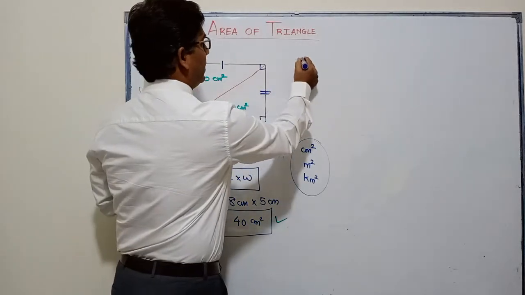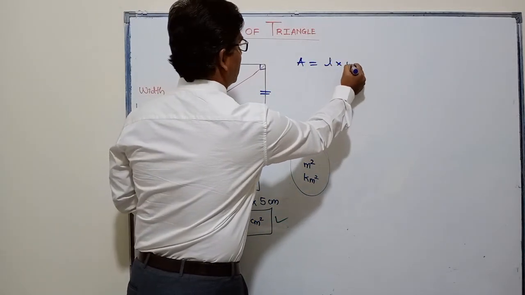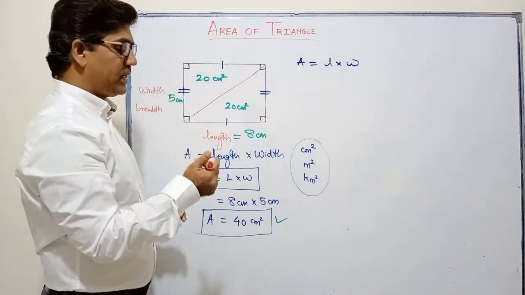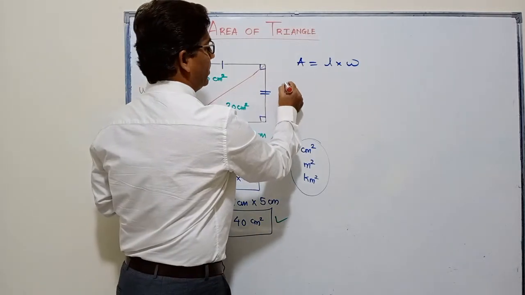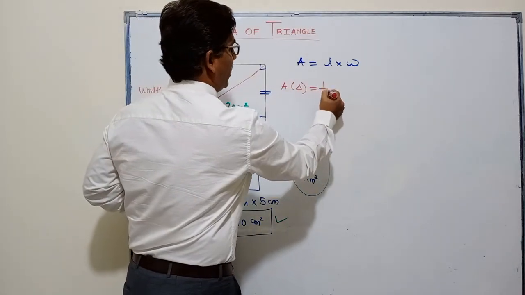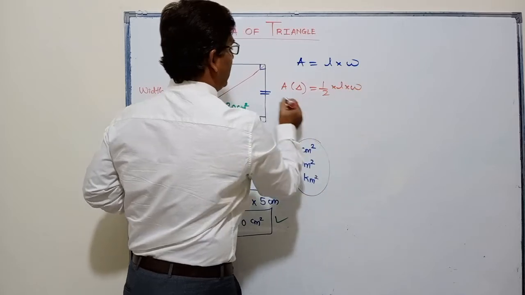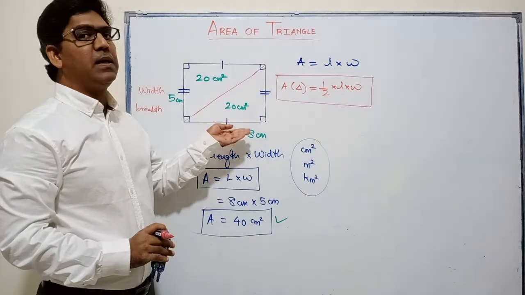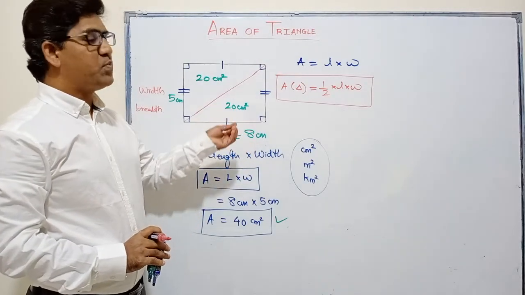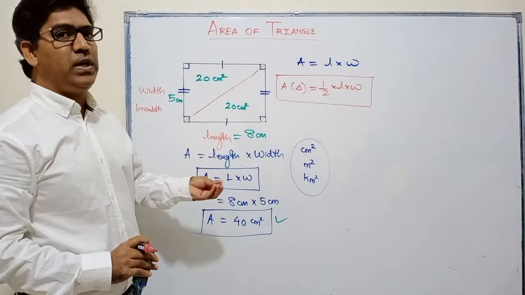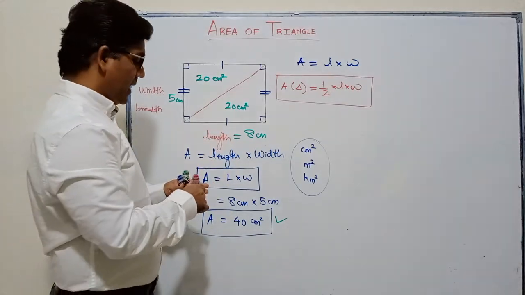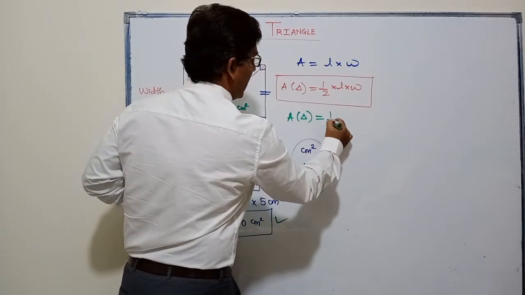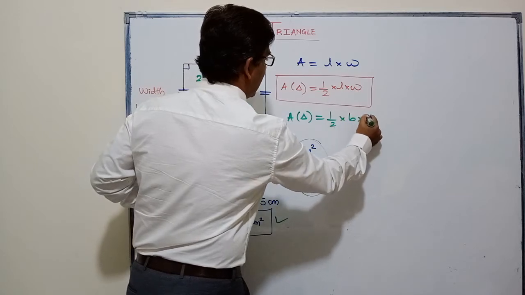Now, area of rectangle is length times width and the area of triangle is exactly half of the rectangle. So, area of triangle is half of length times width. Now, the words length and width are okay when it is a right angle triangle. For the other types of triangle, we don't use the words length and width. The words are replaced by base and height. So, we have this formula here. Area of triangle is half times base times height.